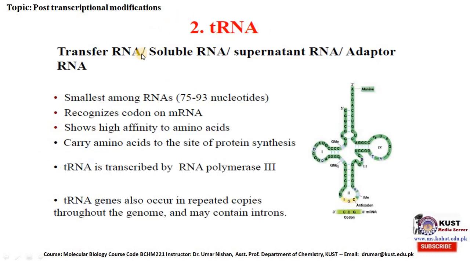Then we have transfer RNA, also called soluble RNA, supernatant RNA or adapter RNA. It is the smallest among RNAs, 75 to 93 nucleotides, recognizes codons on messenger RNA, shows high affinity to amino acids, and carries amino acids to the site of protein synthesis. Transfer RNA is transcribed by RNA polymerase III. tRNA genes also occur in repeated copies through the genome and may contain introns. This is how they recognize the codon and the anticodon. This is how the transfer RNA looks.